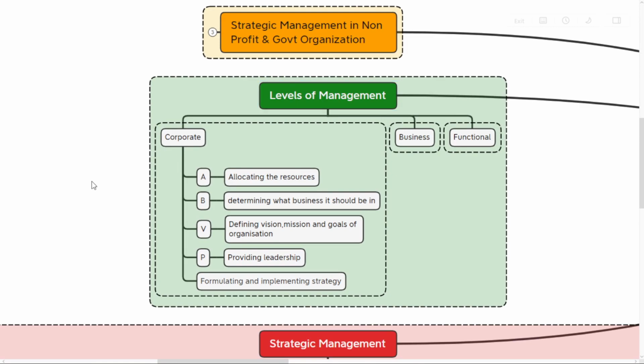ABVP: A, allocating the resources. B, determining what business it should be in. V, defining vision, mission, and goals of the organization. P, providing leadership and formulating and implementing strategy.